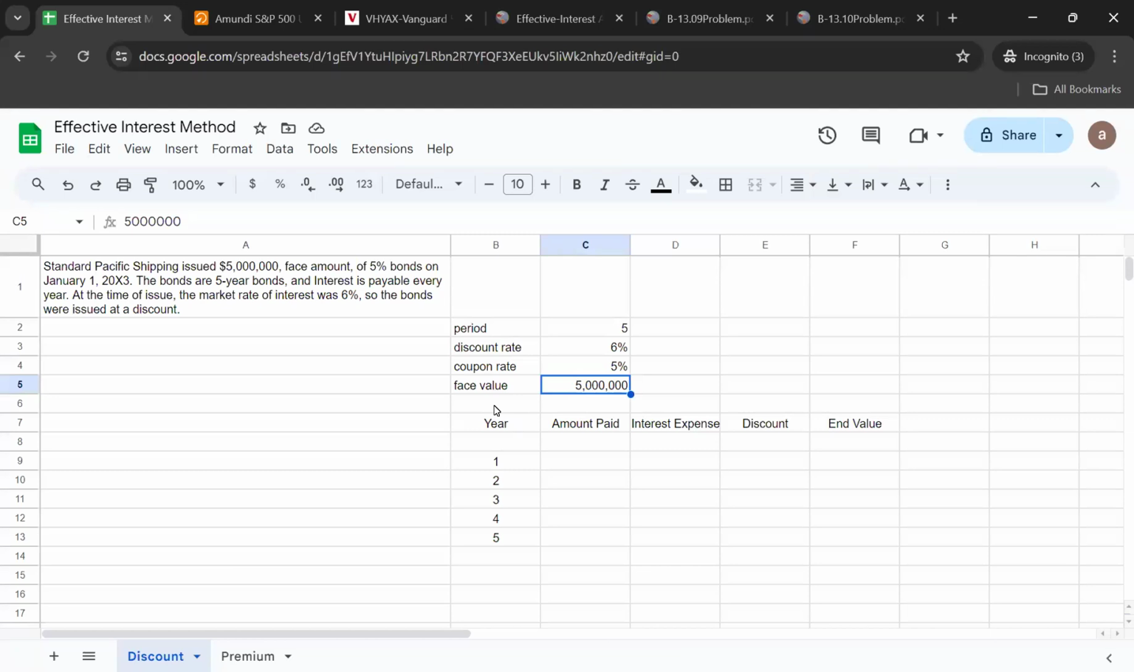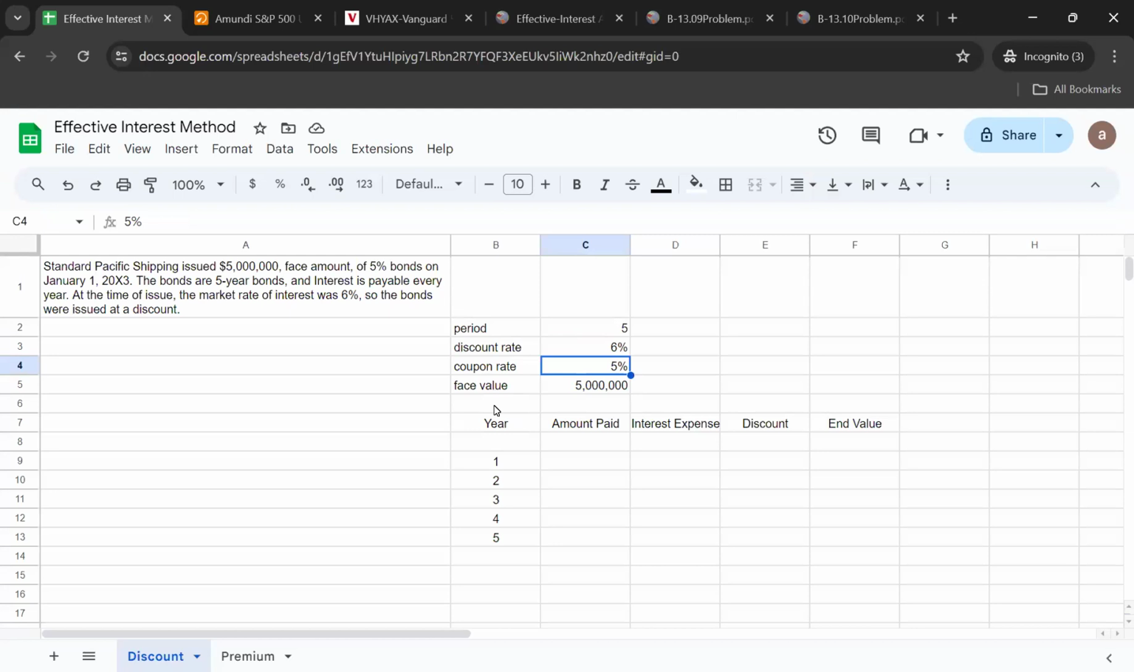So you see there are two different rates. Now, discount rate is coming from market. That's 6%. That's the market interest rate, right? And the bond itself is paying 5%. So this is the reason why it is a discount bond, right?